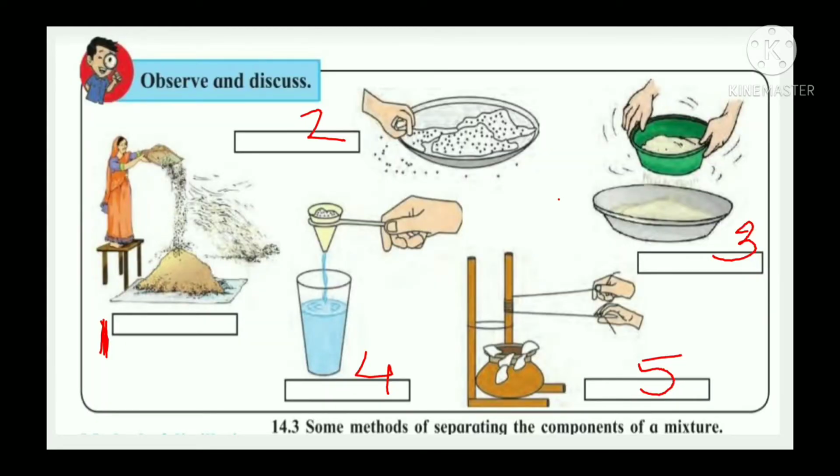Observe and discuss. See, the first picture is about winnowing. The second picture is picking. The third picture is about sifting. Then the fourth picture is about filtration or straining. And the fifth picture is about churning. We already discussed winnowing, picking, sifting, sorting, and filtration. All these methods we use for the separation of unwanted ingredients from the mixtures.